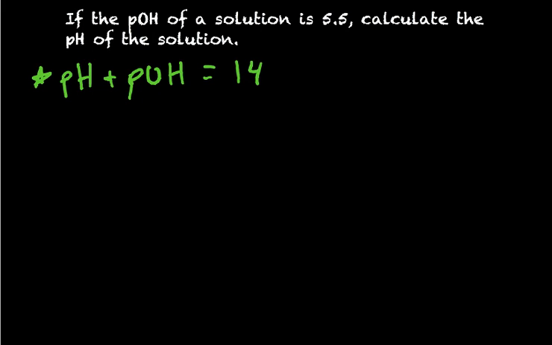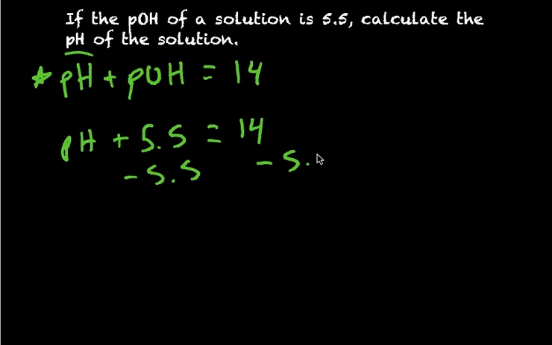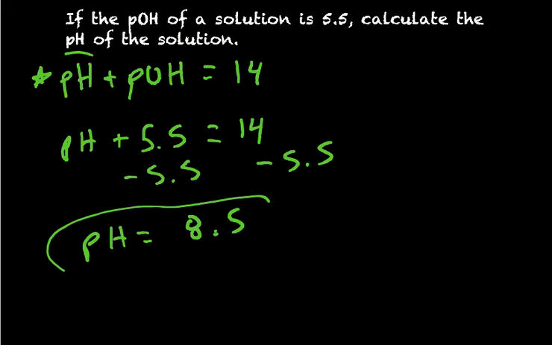In this problem, we were given pOH, which is 5.5, and we were looking to find the pH. So simply we plug in what we have to our equation. We don't know pH, so we put pH plus, we're given the pOH, which is 5.5. pH plus 5.5 equals 14. Now to find pH, all you have to do is subtract 5.5 from both sides. And that gives us a pH of 8.5. And that is your answer.